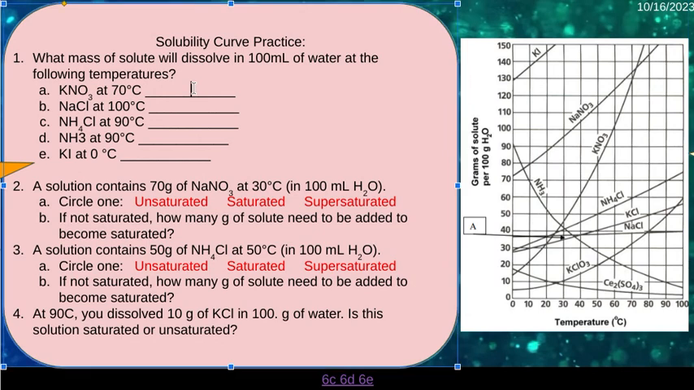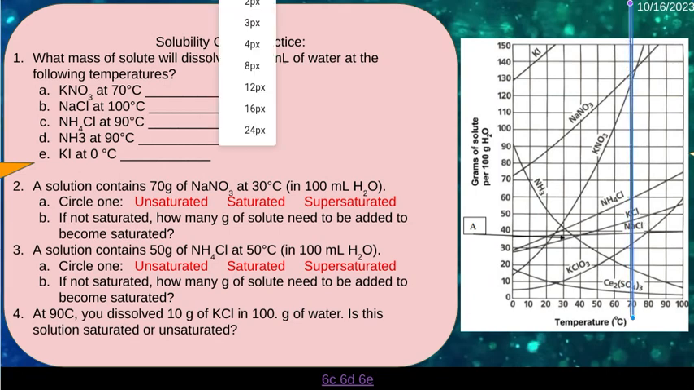So KNO3 at 70 degrees. What it's saying is, what mass of solute, how much solute will dissolve in 100 milliliters of water at the following temperatures. So KNO3 is this one right here, KNO3 at 70 degrees. We can add another line if that helps you, at 70 degrees Celsius. I'll make that a little bit bigger so you can see it.